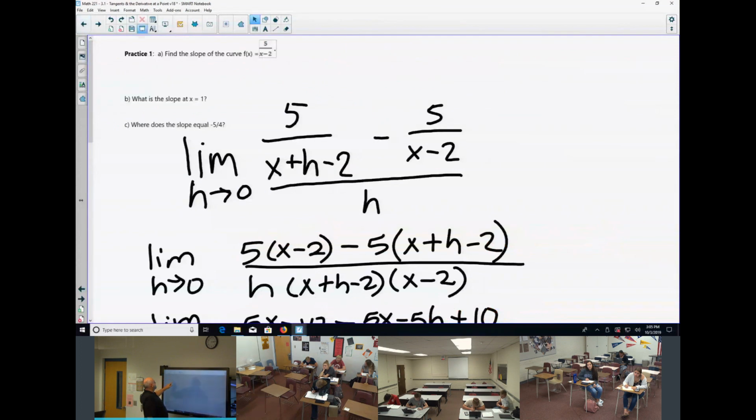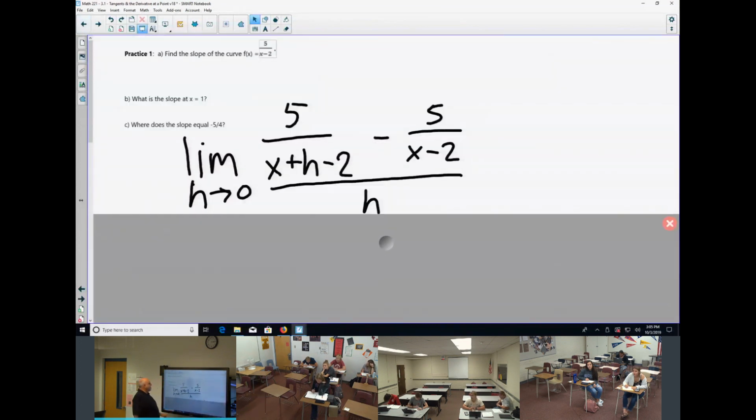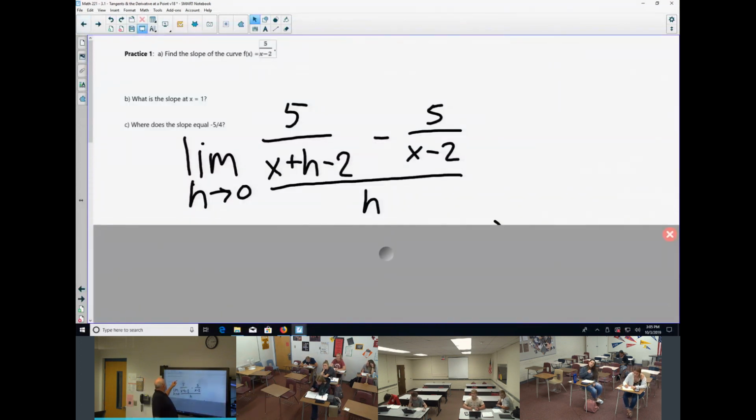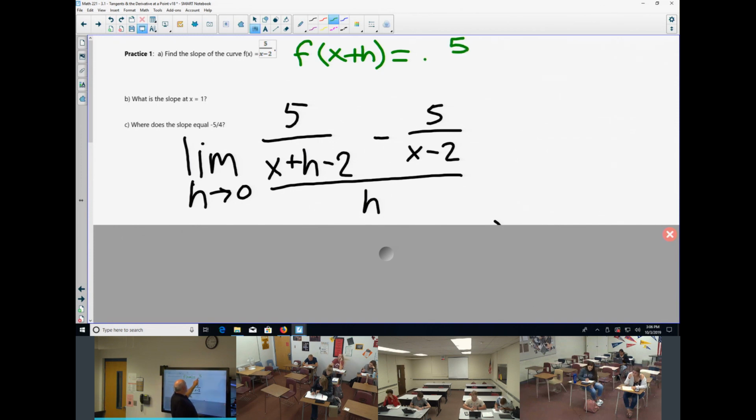All right. So we start off with, let's write the f of x. Well, f of x is 5 over x minus 2. So then the f of x plus h, that means everywhere there's an x, I plug in x plus h. So that's 5 over x plus h minus 2.